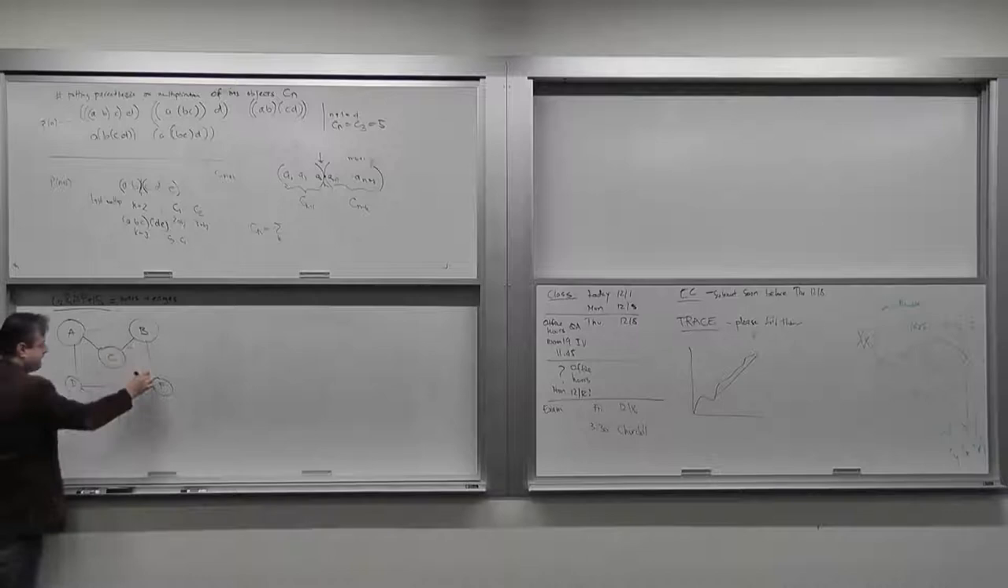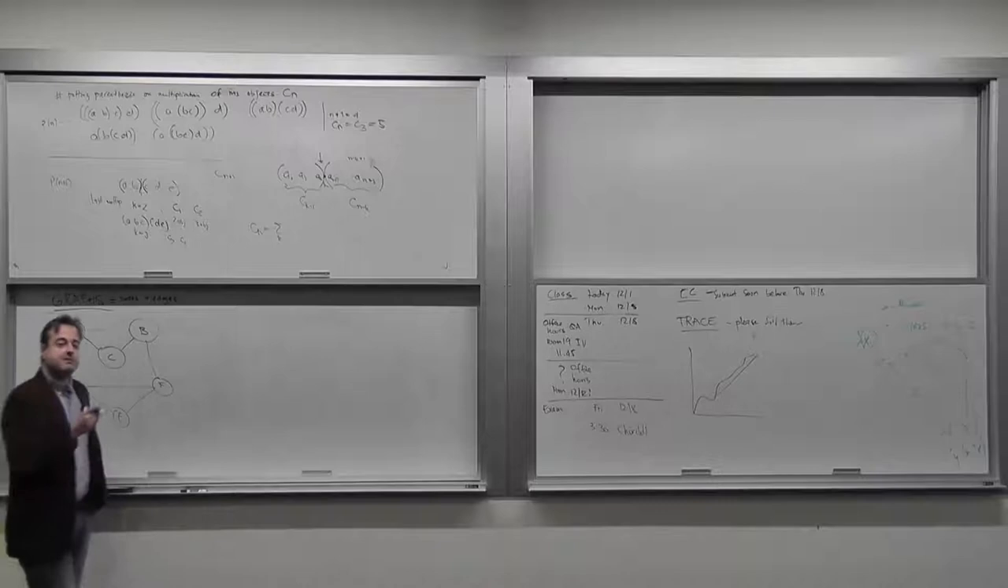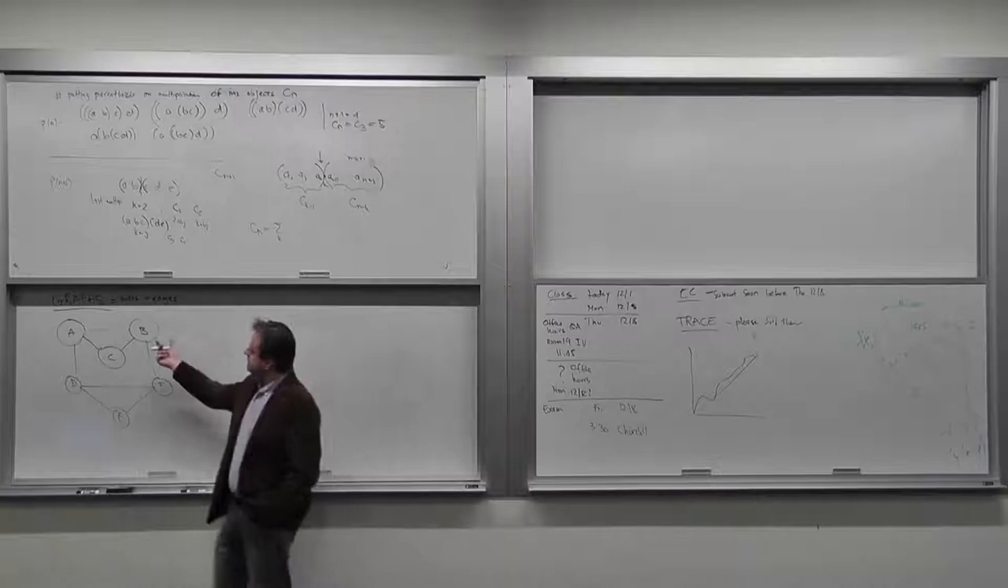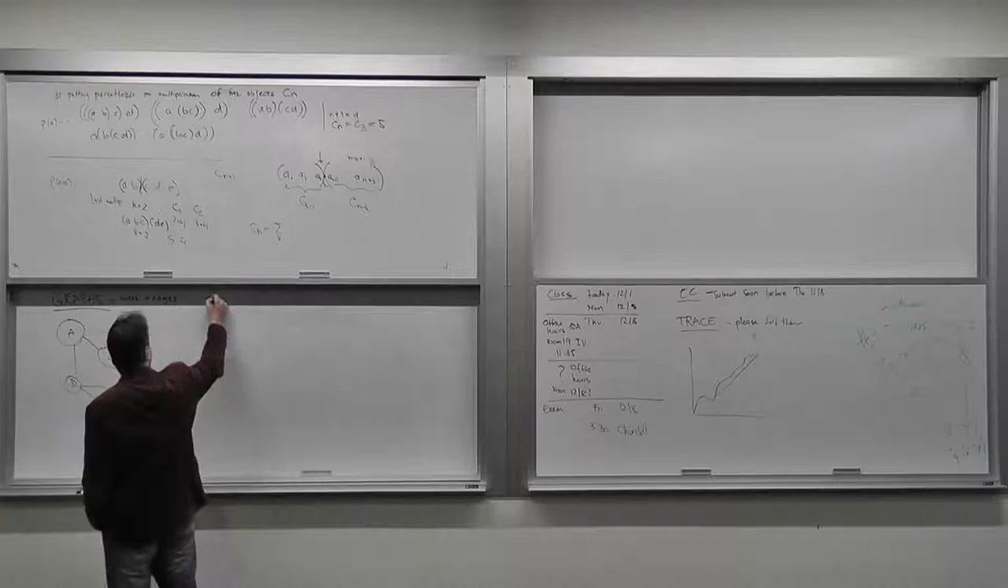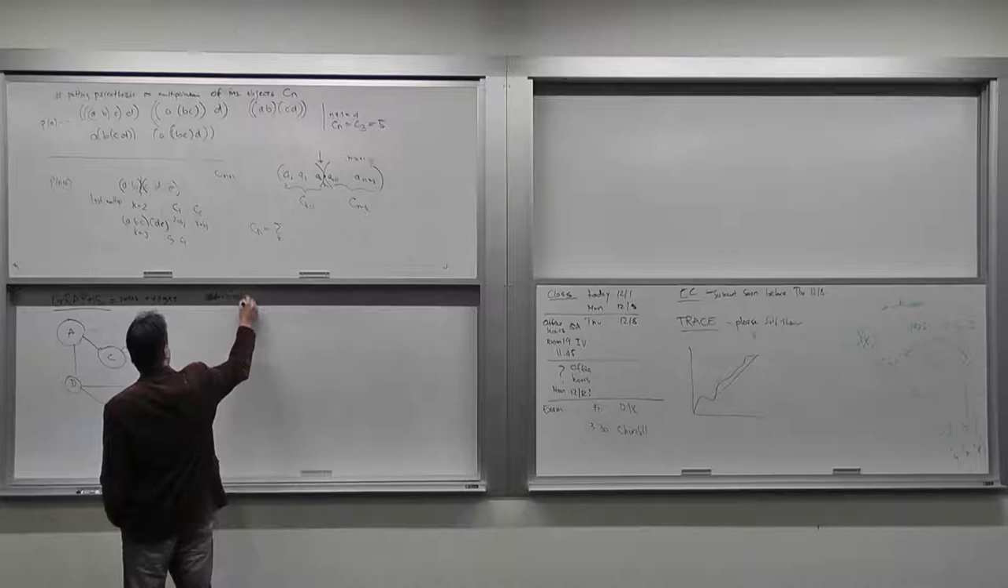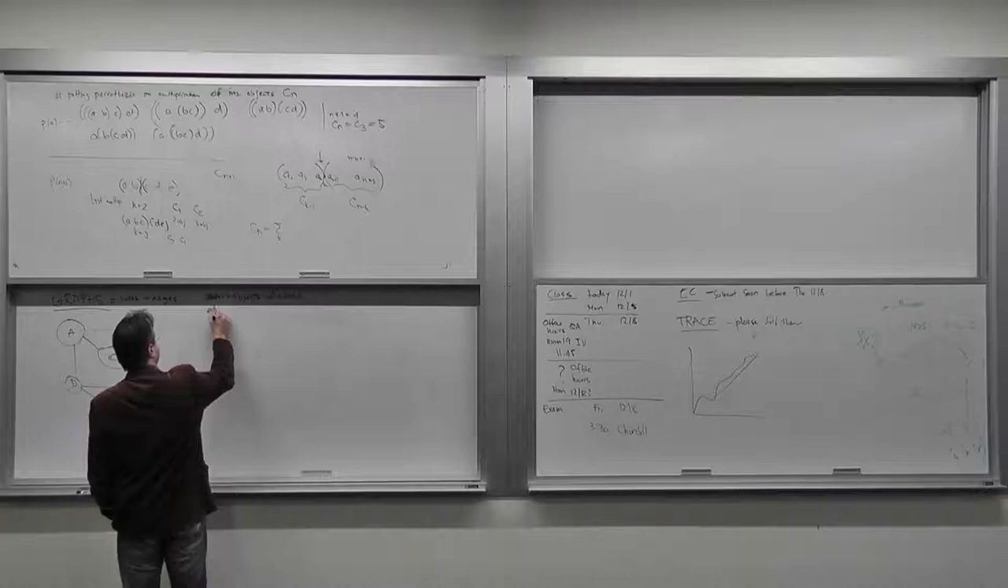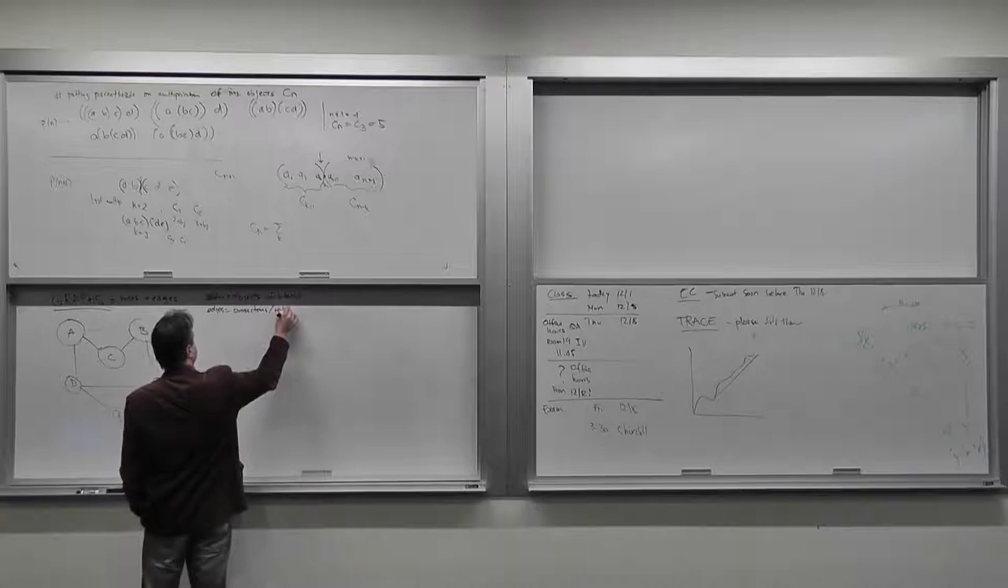Here's a graph. There are many, many natural examples of graphs. You have to think of these as some sort of objects, and the edges between them as connections. So nodes are objects of interest, and edges are connections or relations between them.